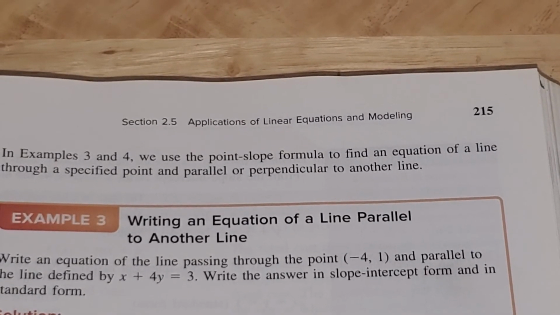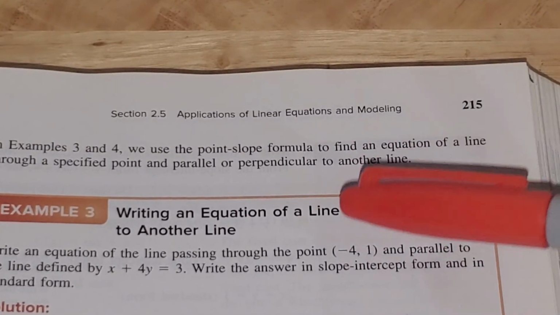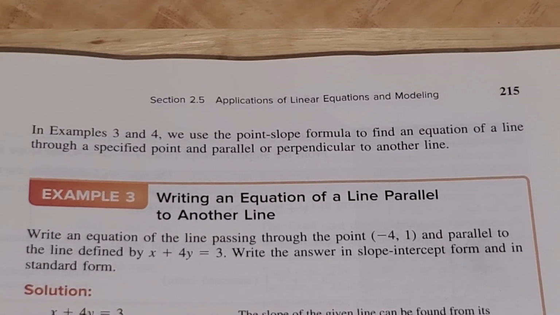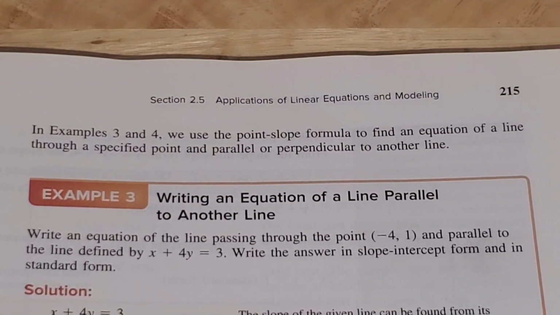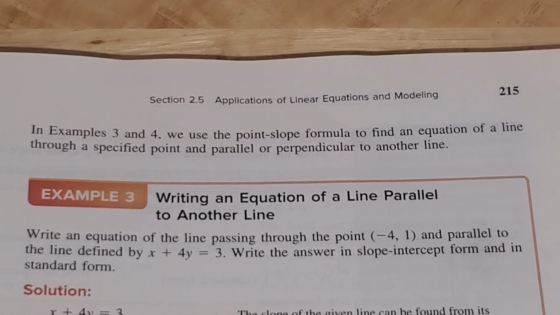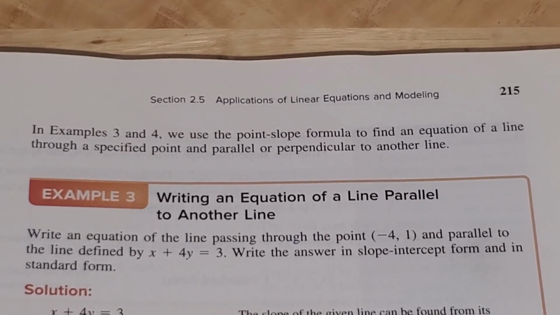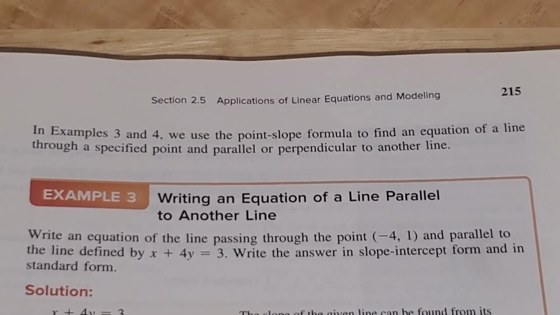So here's the question. Write an equation of a line passing through the point -4, 1 and parallel to the line defined by x plus 4y equals 3. Write the answer in slope-intercept form. And we don't have to worry about standard form. It's too much work to do that. But here's the question.